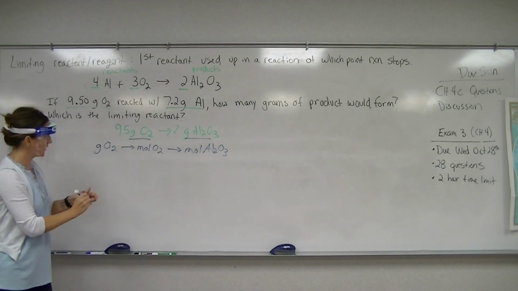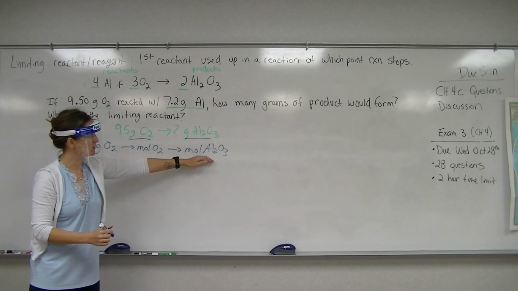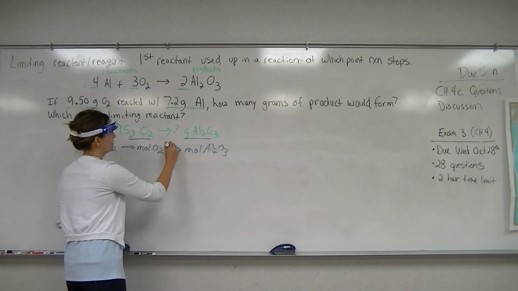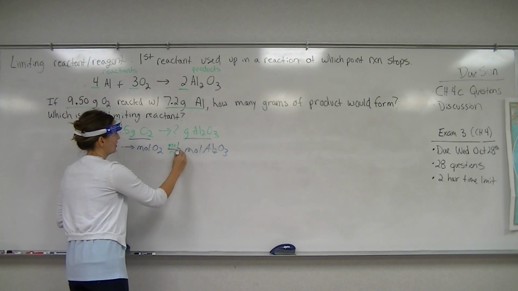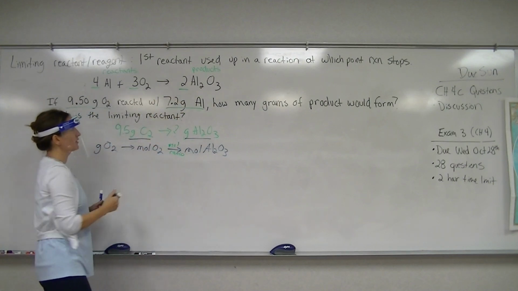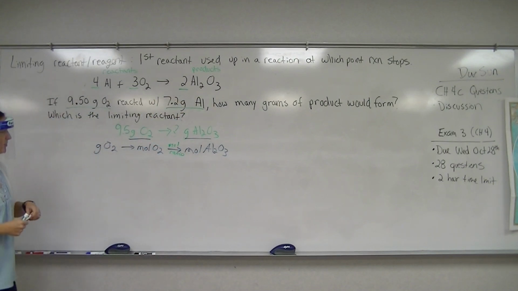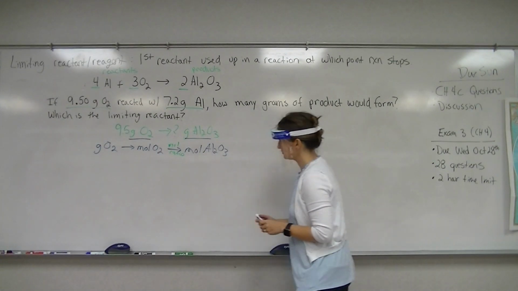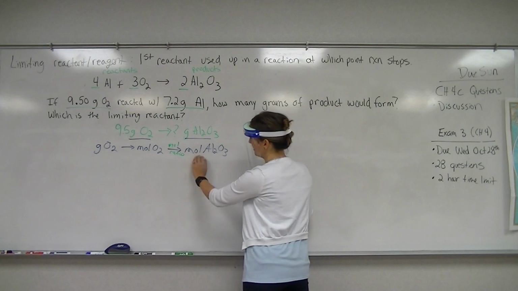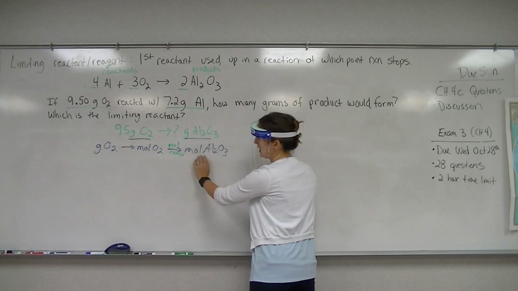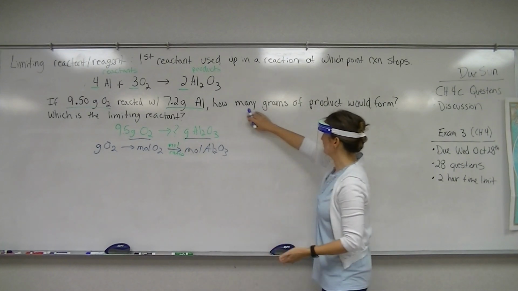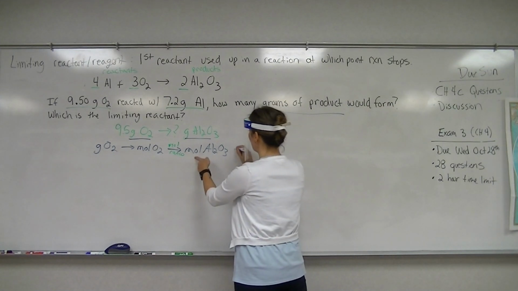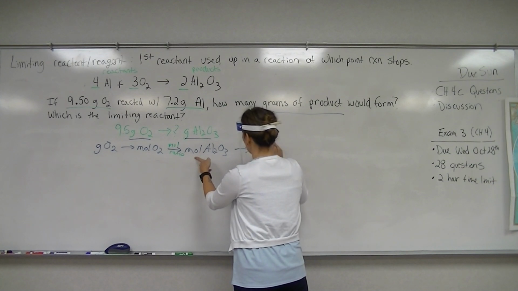And this step, going from moles of one element or compound to moles of a different, is that mole ratio step, where we're using the coefficients in front of those two elements or compounds to get between the two. Now, once I'm in moles of aluminum oxide, I'm not stopping there because the question asked me how many grams of product. So I'm going to keep going from moles, then to grams.